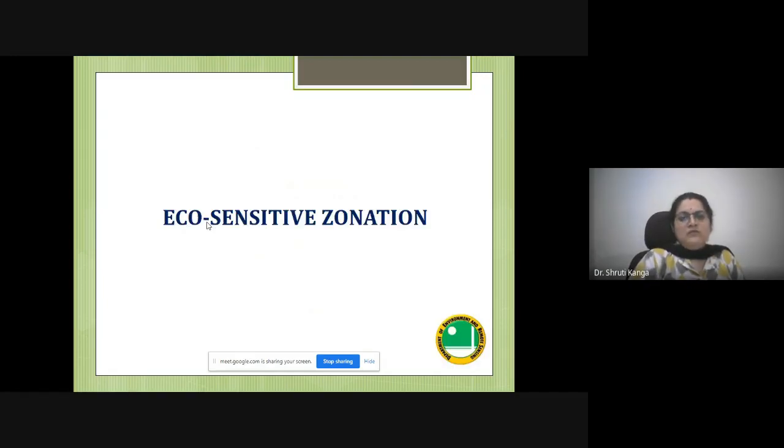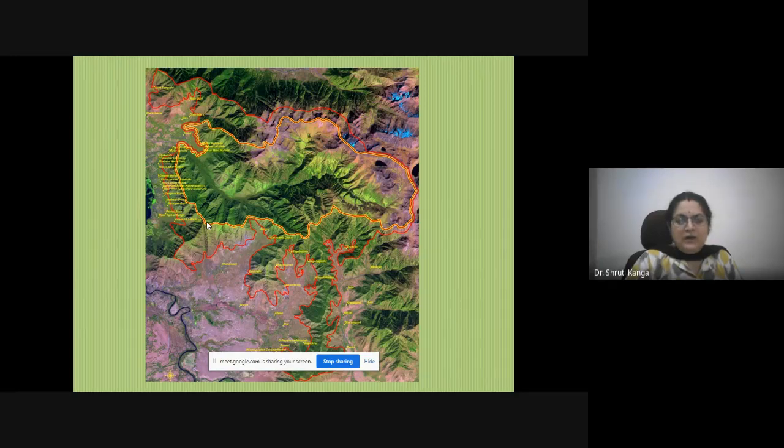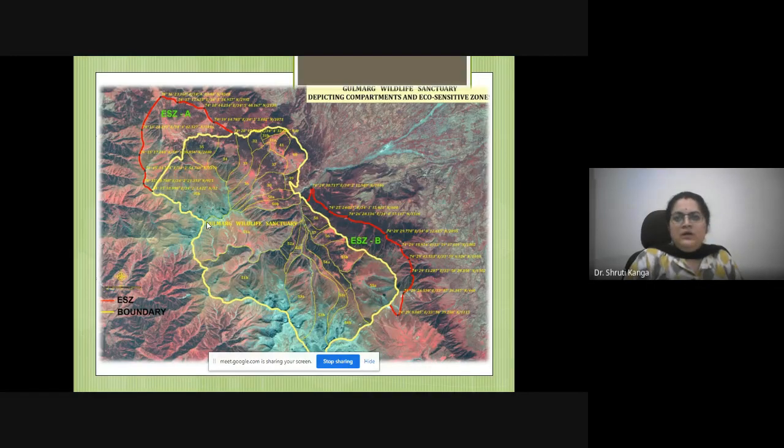Okay, so then we can also go for eco-sensitive zonations. How can we go for that? We can map different wildlife sanctuaries, national parks, and so on. Now, through this case study, these eco-sensitive areas and their boundaries have been demarcated. So these are the different eco-sensitive areas. Mapping has been done, and they have been categorized in eco-sensitive area 1 and 2.